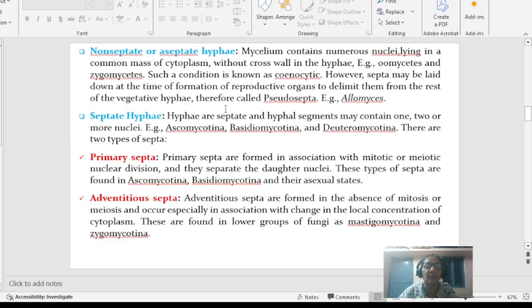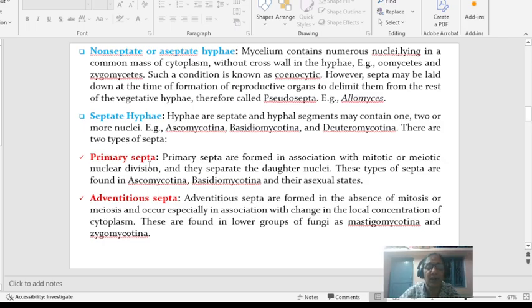However, septa may be laid down at the time of formation of the reproductive organs to delimit them from the rest of the vegetative hyphae, as in pseudosepta. Septate hyphae are divided by septa, and hyphal segments may contain one or two nuclei, as in the case of ascomycotina, basidiomycotina and deuteromycotina. The septa are of two types.